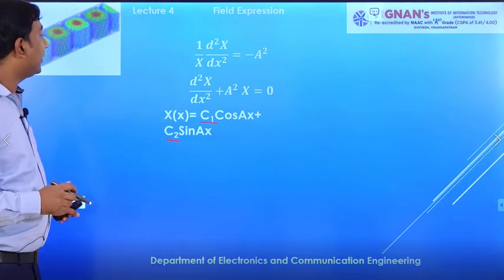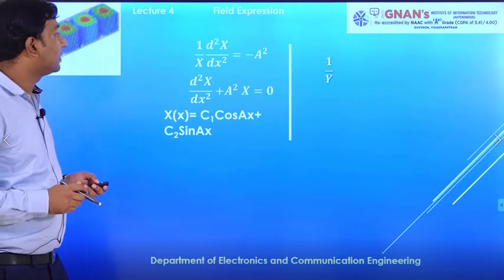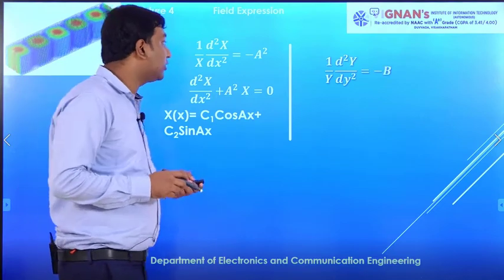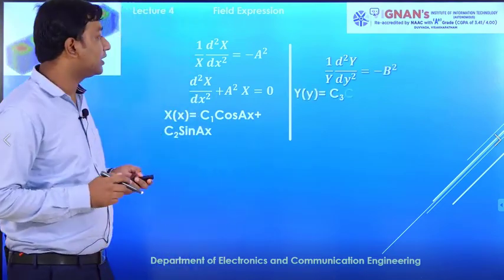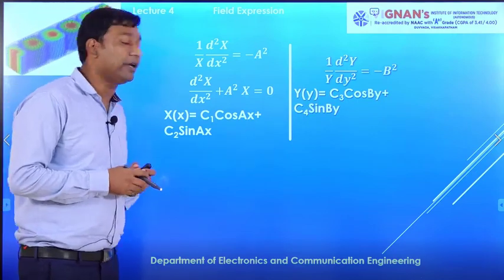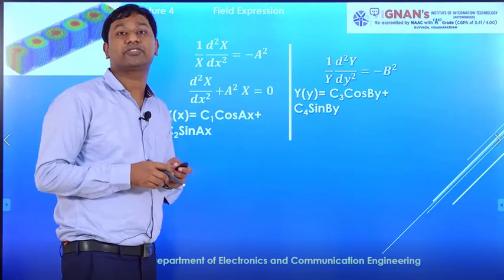Now coming to the y component. For Y also, 1 by Y, d2Y by dy square, equals minus b square, where b is a constant, and we will find its solution is c3 cos by plus c4 sin by, where c3 and c4 are constants.